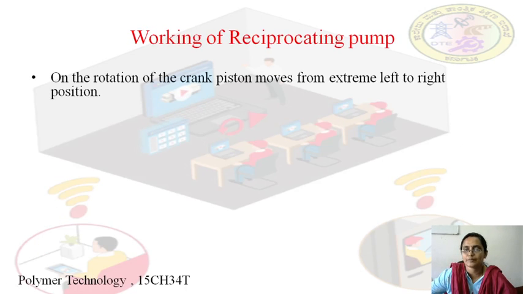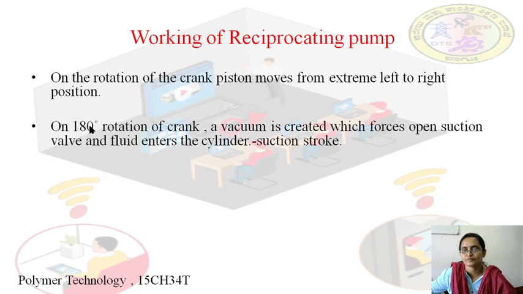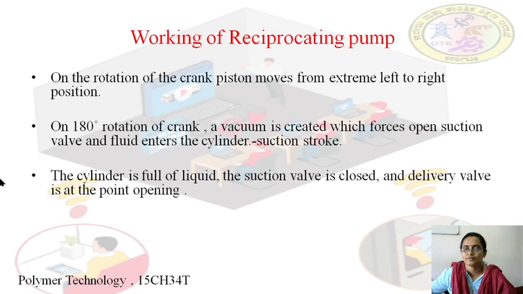Working of a reciprocating pump. On rotation of the crank, the piston moves from the extreme left to the right position. On 180 degree rotation of the crank, a vacuum is created which forces open the suction valve and fluid enters the cylinder. This is called the suction stroke. The vacuum forces the fluid inside the cylinder, and this stroke is called the suction stroke. The cylinder is now full of liquid, the suction valve is closed and the delivery valve is at the point of opening.